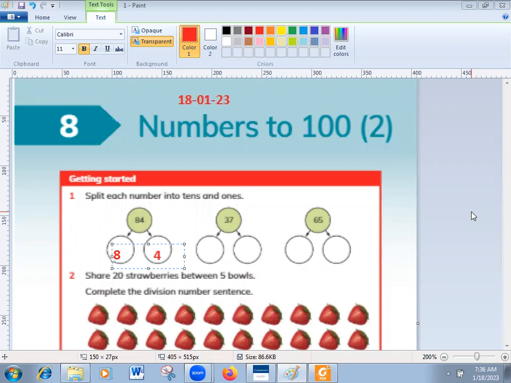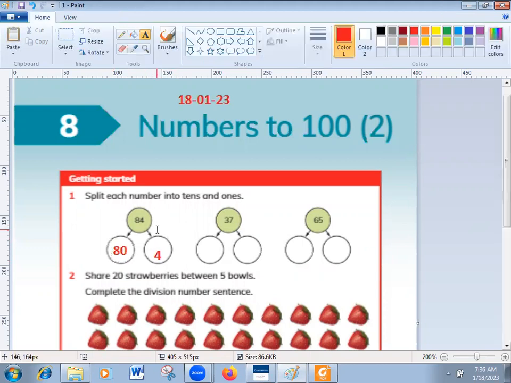Before we start the questions, there are a few questions that they have given us to jog our memory. The first question is: split each number into tens and ones. These are from the topic that we have already finished. So when we start, the 4 is the ones and the 8 is the tens. So 4 ones and 8 tens.